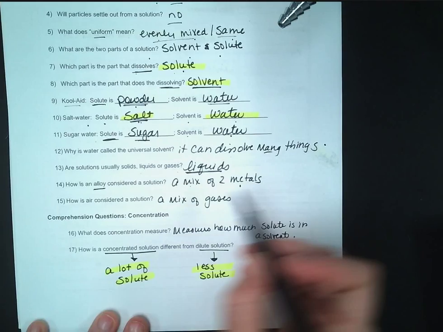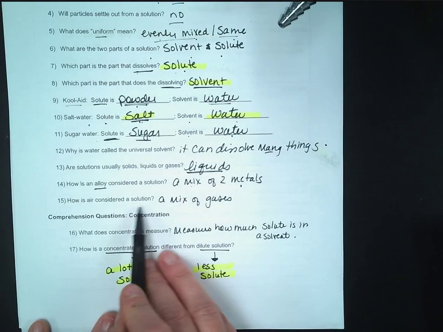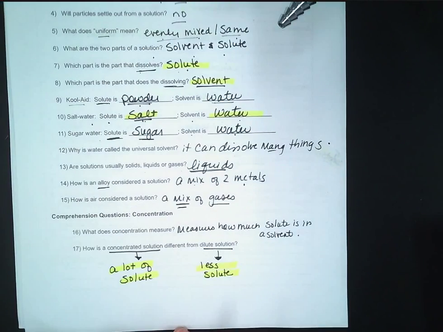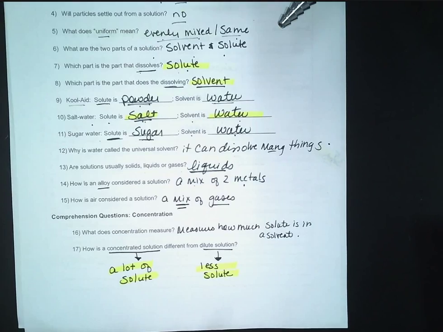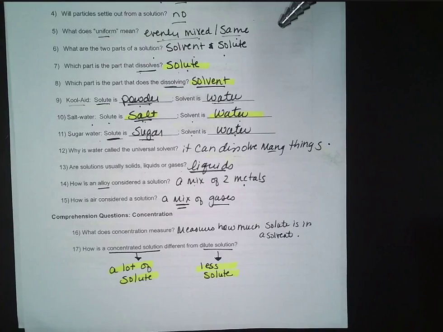All right, and how is air considered a solution? It's a mixture of gases. And again, it's a mixture of gases and you can't see the parts. Like I can't look at the air and say, oh, there's an oxygen molecule. Oh, there's a nitrogen molecule. Oh, I see this, I see that. Your air is transparent. It's there, but you can't see the parts. And so it's a mixture of gases is what that is.